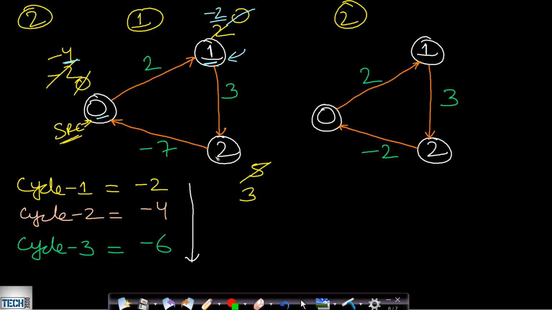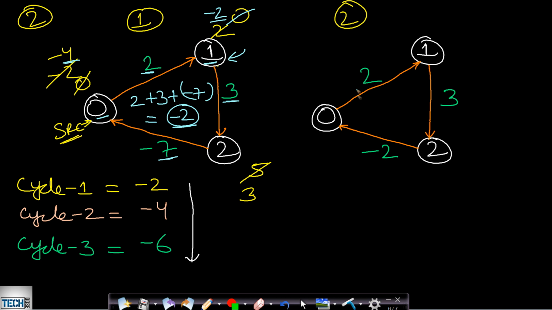So why is this happening? This is happening because the effective weight of this cycle is negative. So what is the effective weight? It is nothing but 2 plus 3 plus minus 7, which is the sum of all the edge weights, and this comes out to be minus 2. So if we cycle around this entire graph one time, the effective weight will decrease by 2. Again, if we do one more cycle, all the weights will get updated by minus 2 again. So it will be like an infinite loop. The more we loop, the lower the cost we will get.